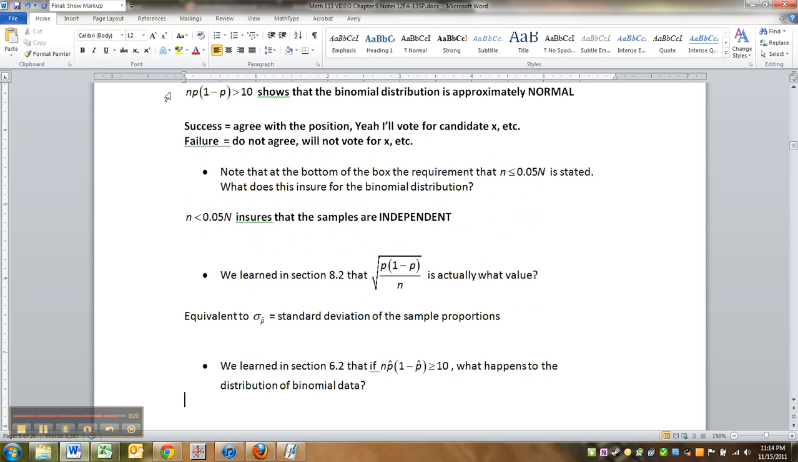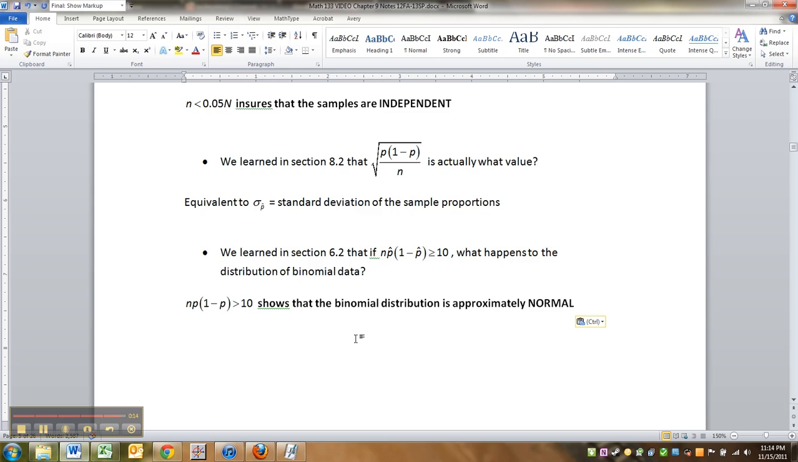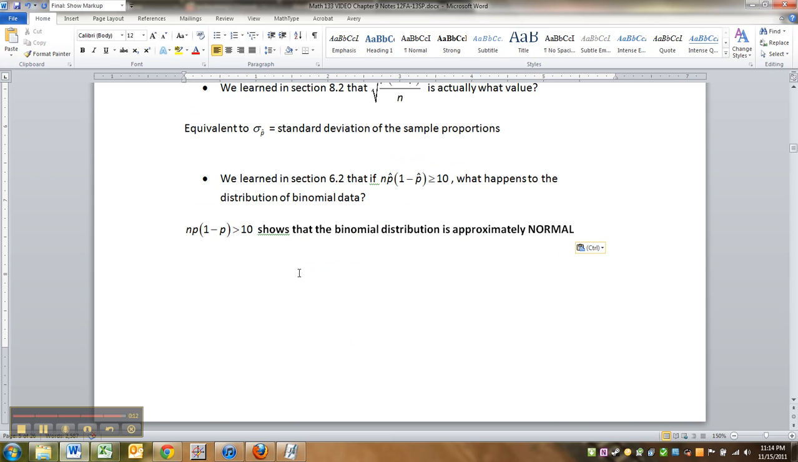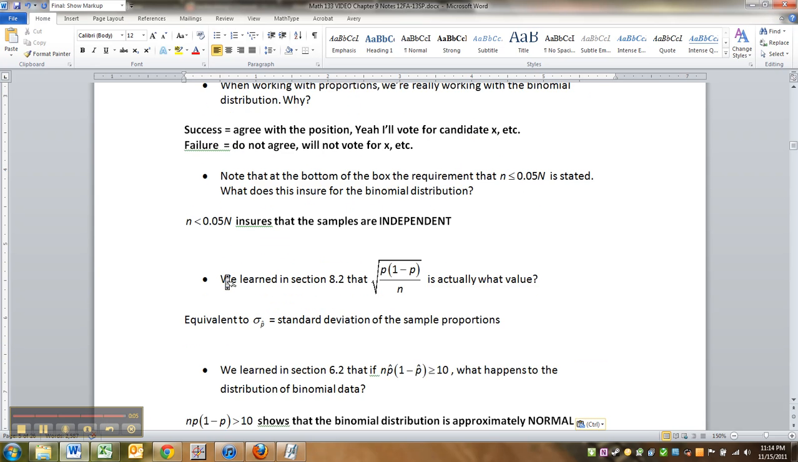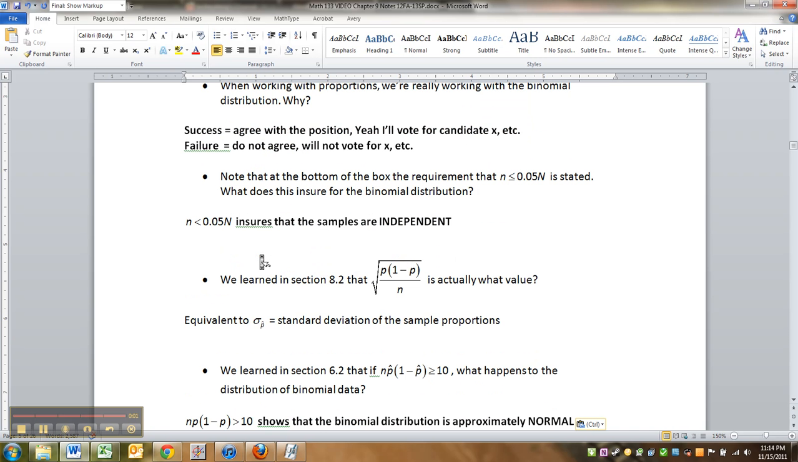Man, it's like I totally planned it. So down here, n times p times 1 minus p shows that it's approximately normal. Go look at the last section of 6.2 and you'll see that's what we talked about. You need normal, you need it to have a standard deviation, you need them to be independent, and you need either success or failure to make all this work.